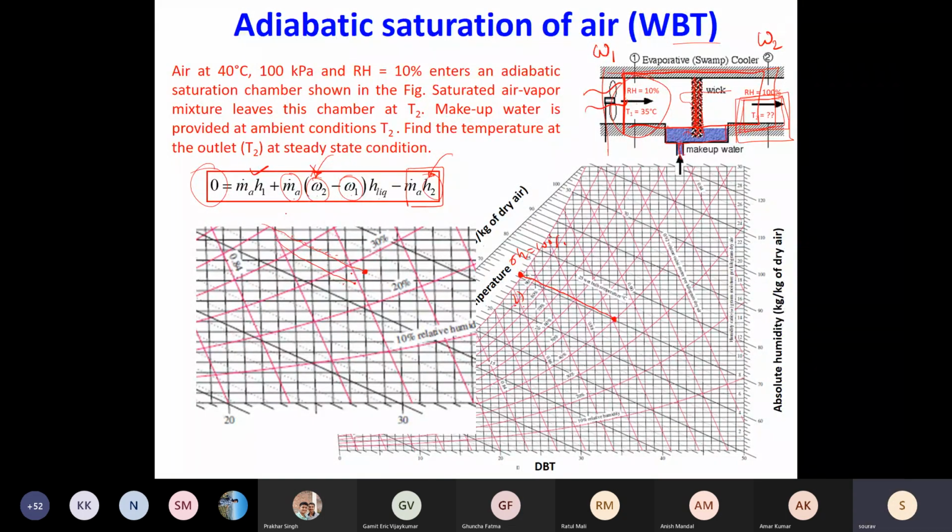For solving this will require some hit and trial. You assume some T2, get the H2 value, get the omega 2 value, check if this leads to a summation of 0, then you're fine. Otherwise, you have to make another guess and continue this process. So in order to make our life easier, this expression is graphically represented by this line.